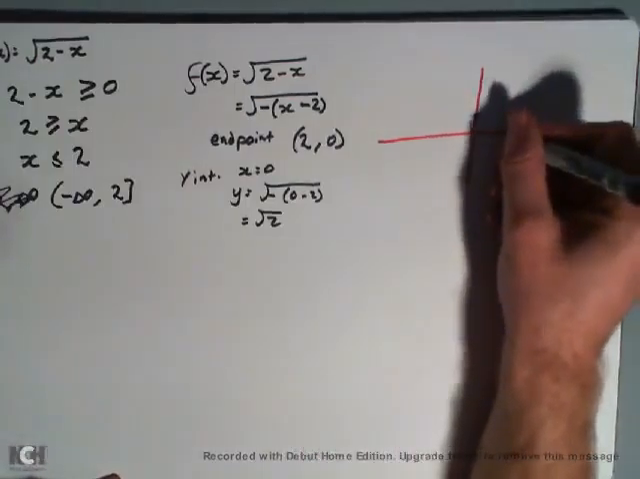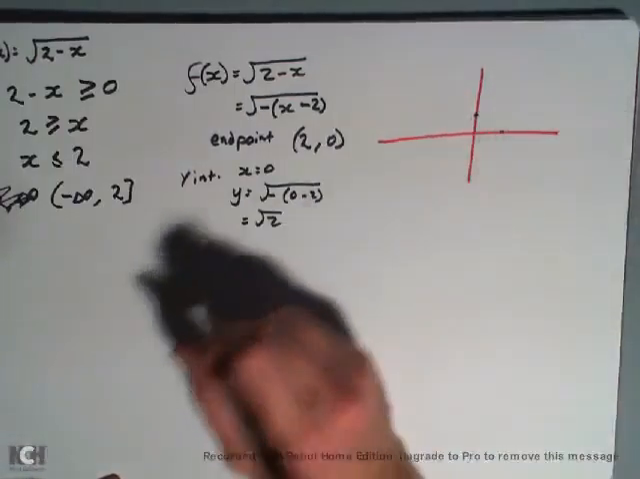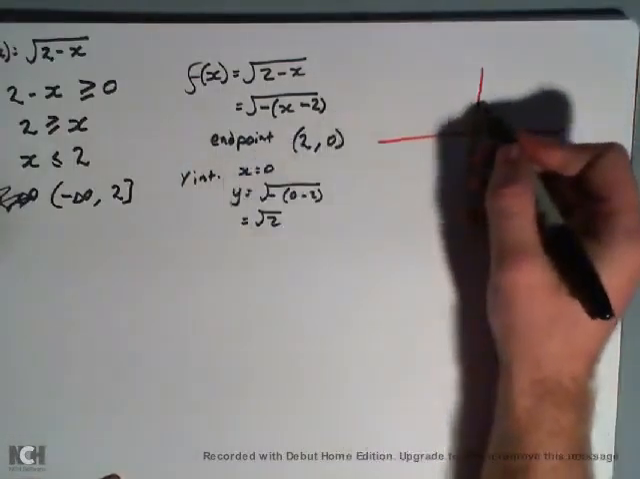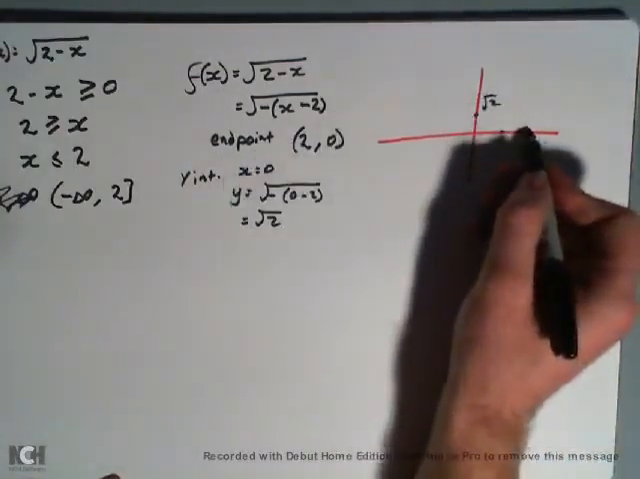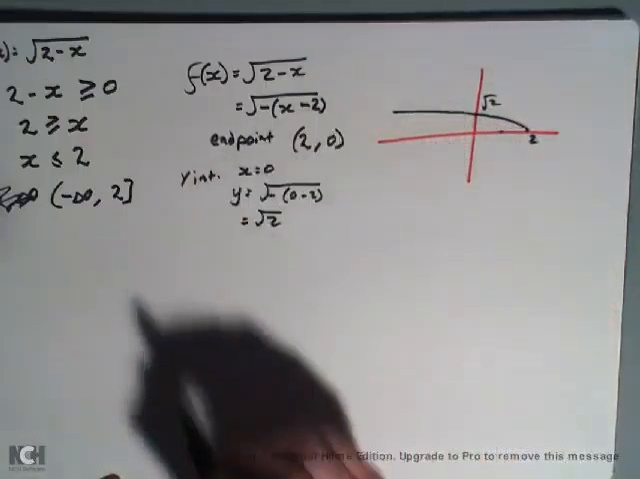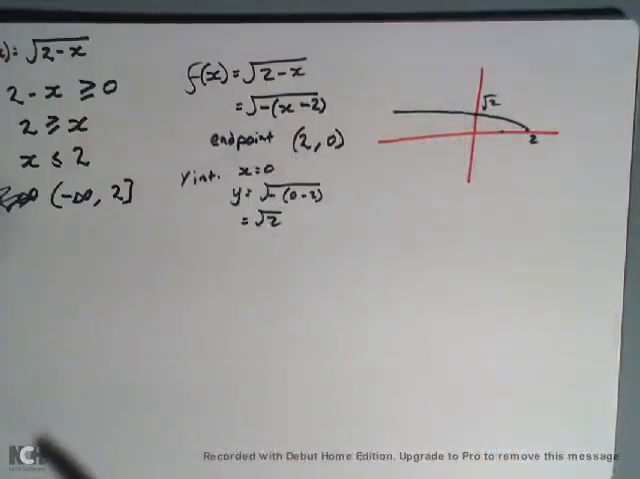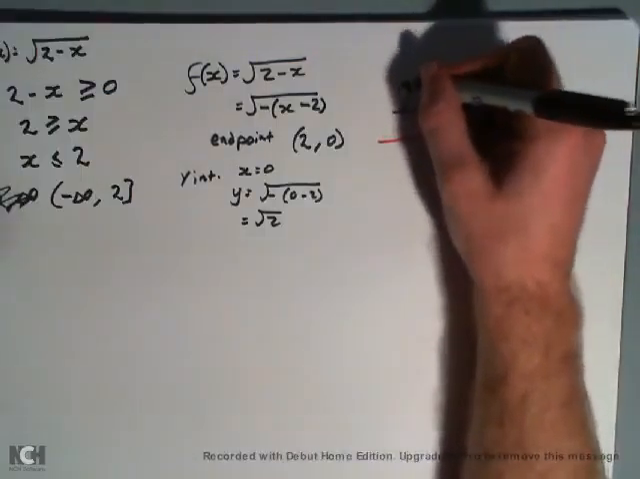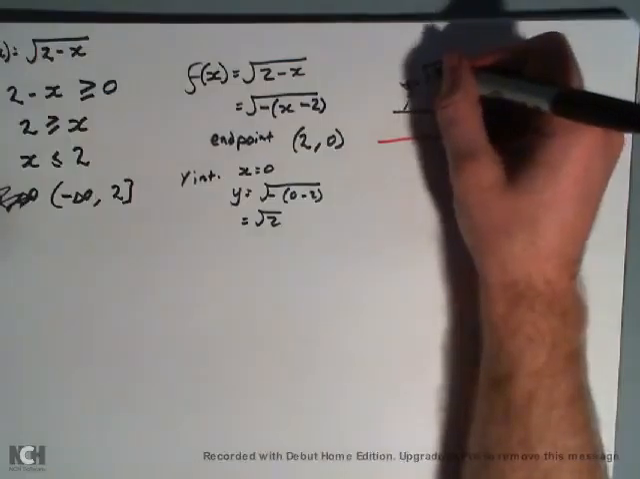An endpoint at 2, 0. Okay, actually I'll say it over here, about 2. And that's the square root of 2. And so from there, it's just connecting the dots. Looks like that. Okay, so that's y, or f of x equals square root of 2 take x.